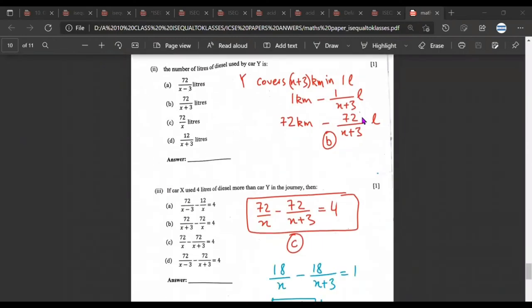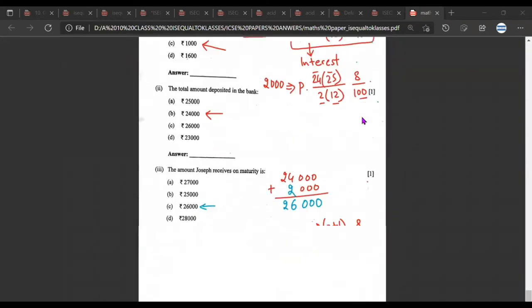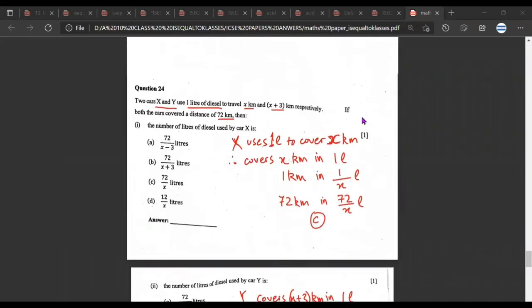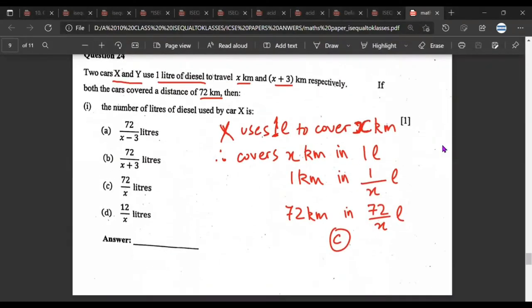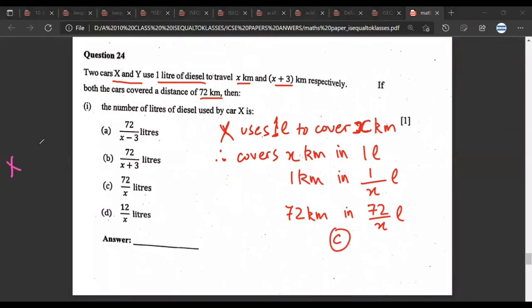Question number 24 was not very tough, but an interesting question. Let us go through this. Let's zoom a bit. So two cars X and Y use 1 liter of diesel to travel X kilometers and X plus 3 kilometers.